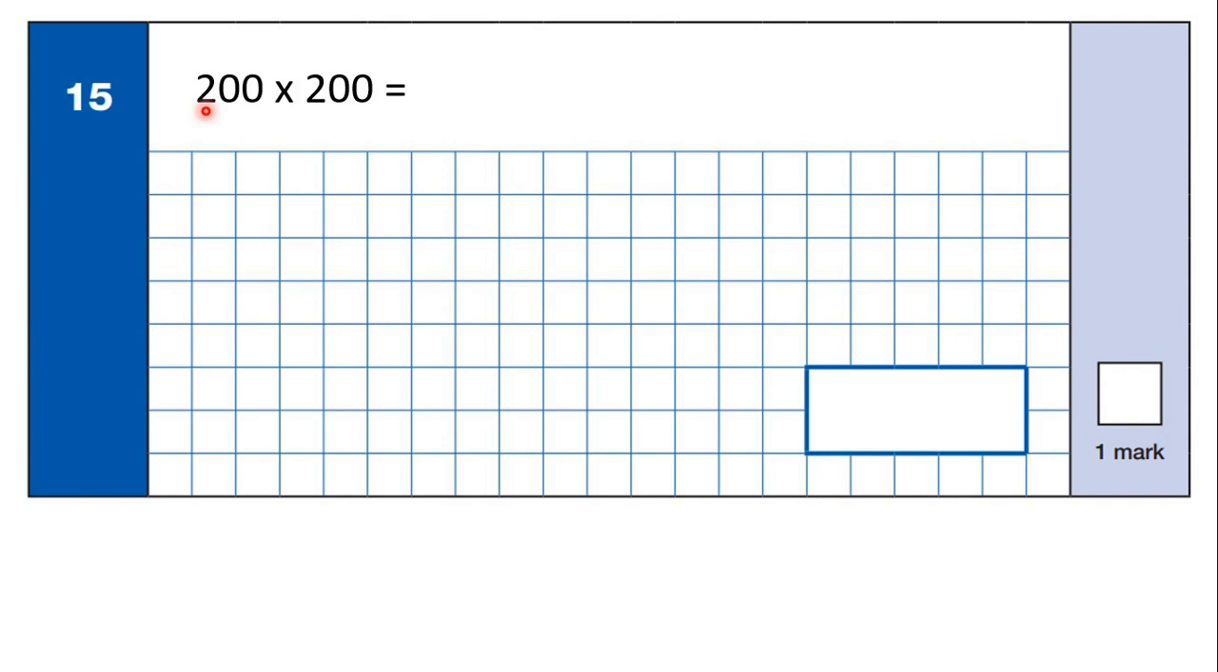Question 15. 200 times 200. Our answer is 40,000, because 2 times 2 is 4, and then if we have a total of 4 end zeros in our multiplication question, we need 4 end zeros in our answer.